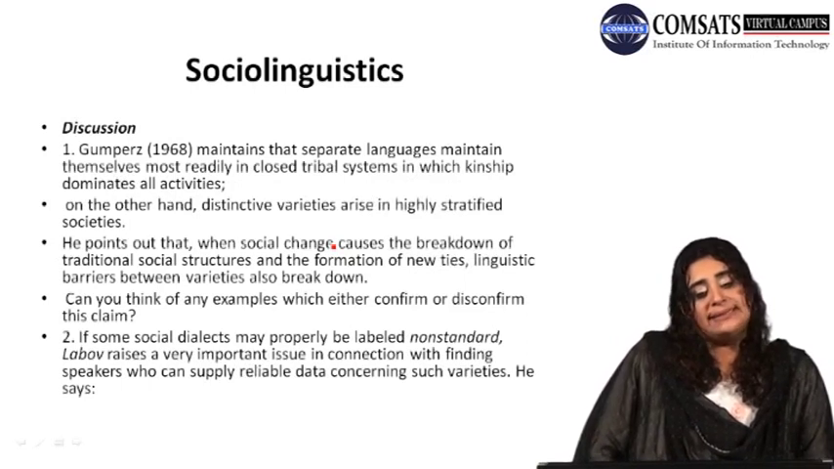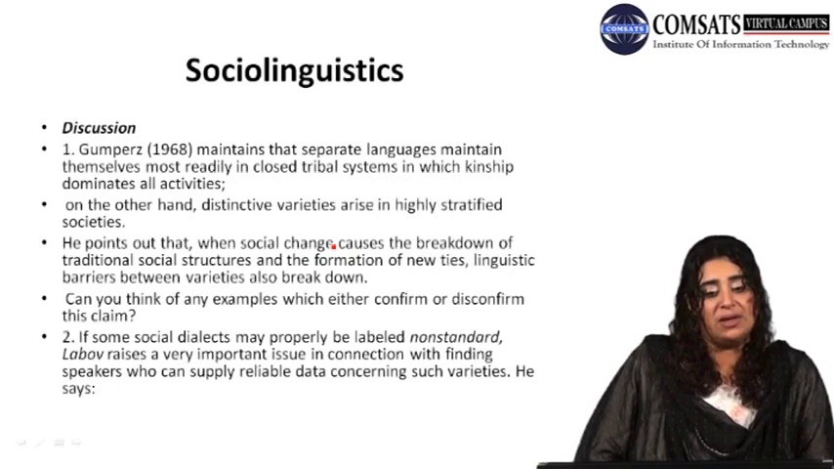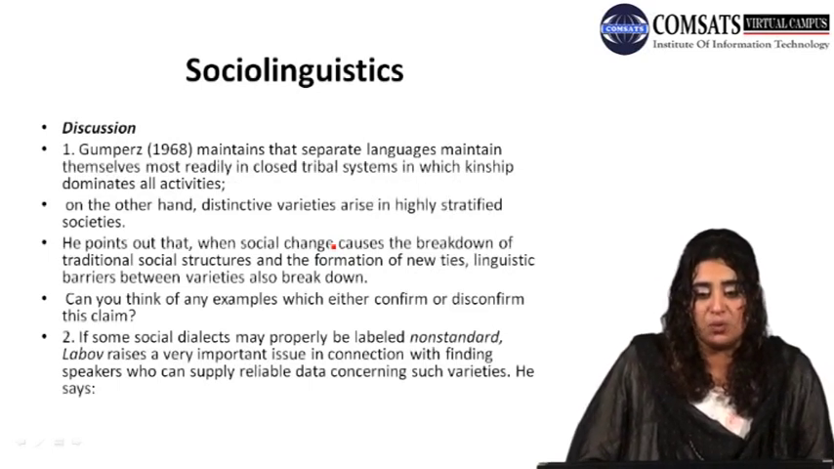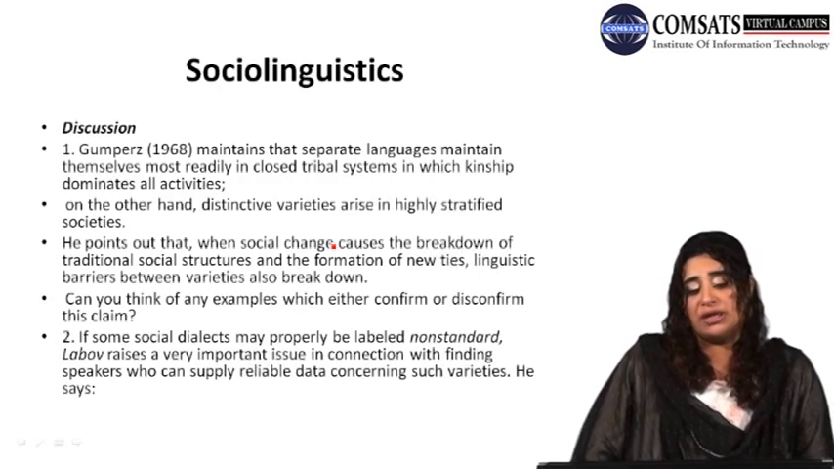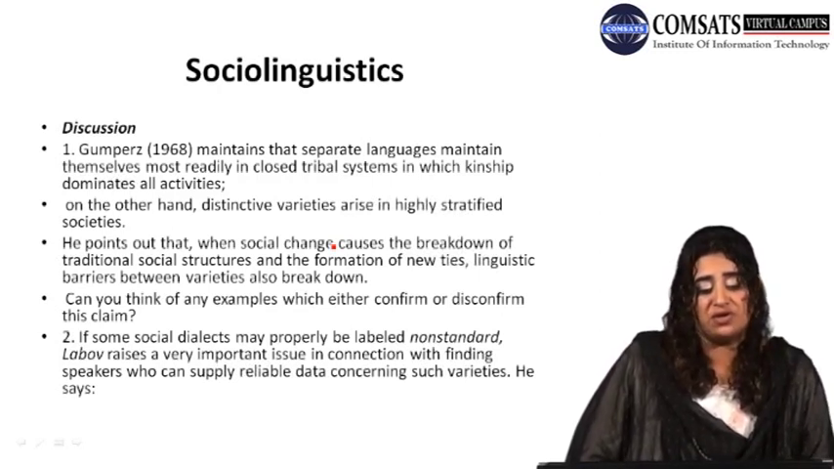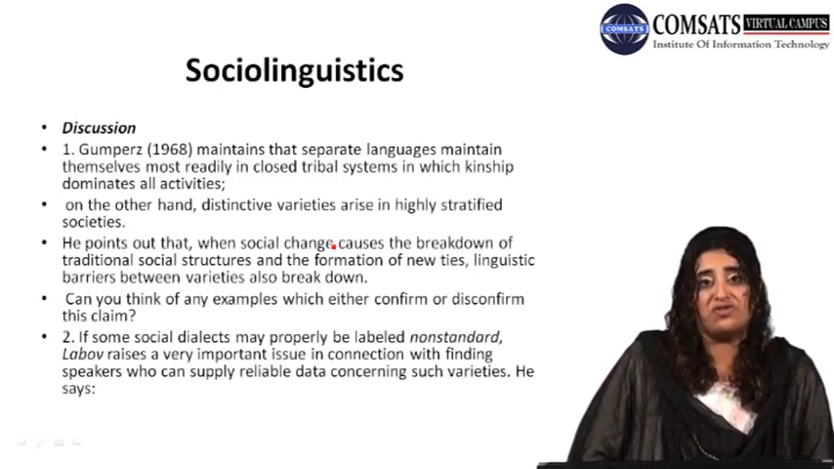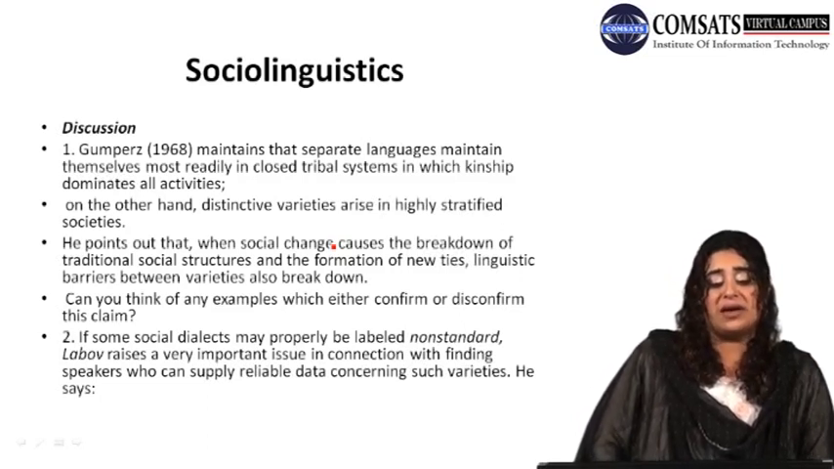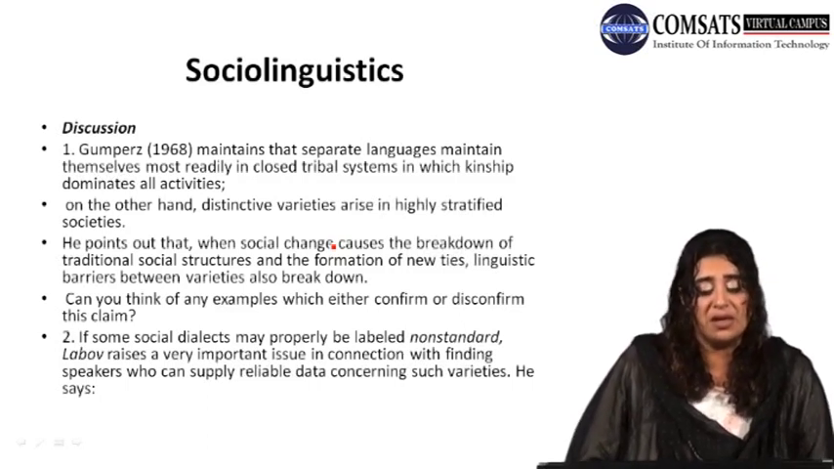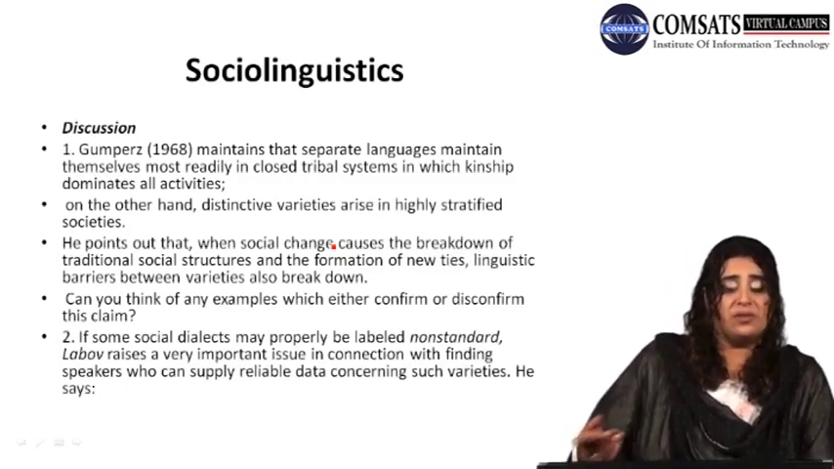Gumperz in 1968 maintains that separate languages maintain themselves most readily in closed tribal systems in which kinship dominates all activities. On the other hand, distinctive varieties arise in highly stratified societies. He points out that when social change causes the breakdown of traditional social structures and the formation of new ties, linguistic barriers between varieties also break down. So can you think of any examples which either conform to or contradict this claim?